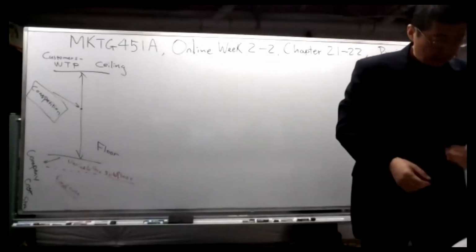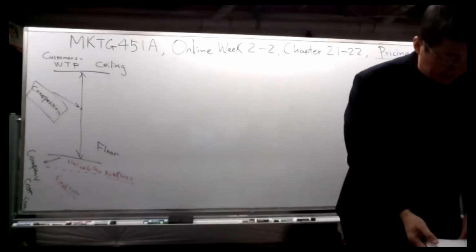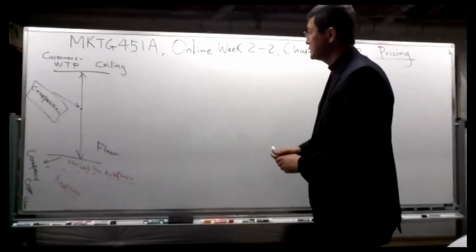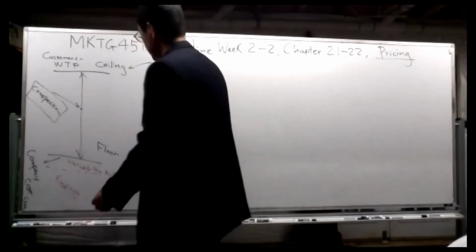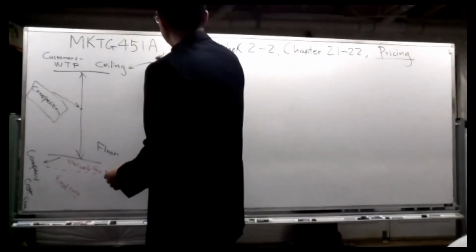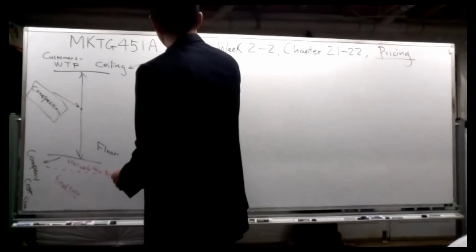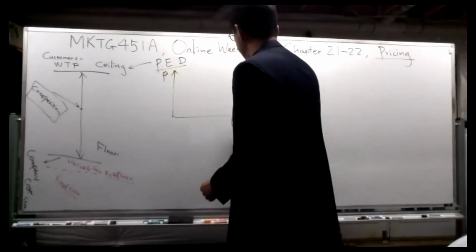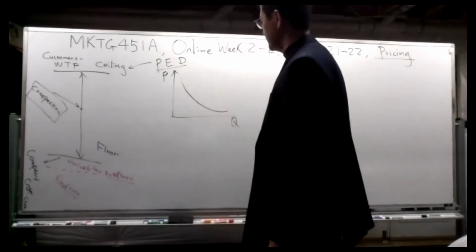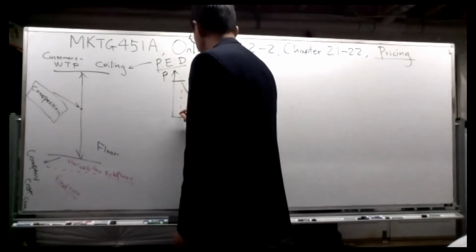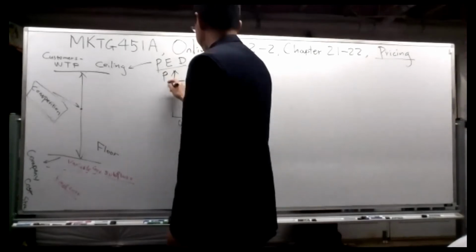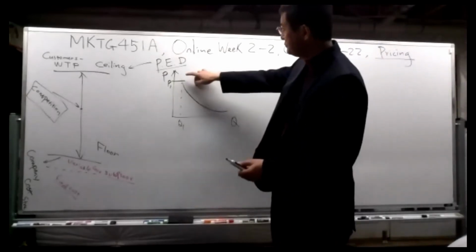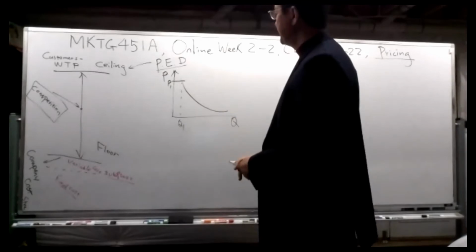All right, let's talk about one other important thing. Did we talk about price elasticity of demand at this point? You learned price elasticity of demand already, which is from microeconomics: price, quantity, the normal demand curve. The higher the price, the smaller the quantity you sell. So this is price elasticity of demand.